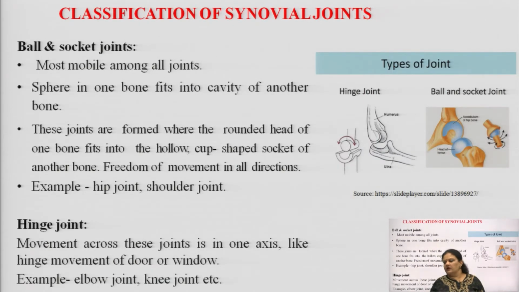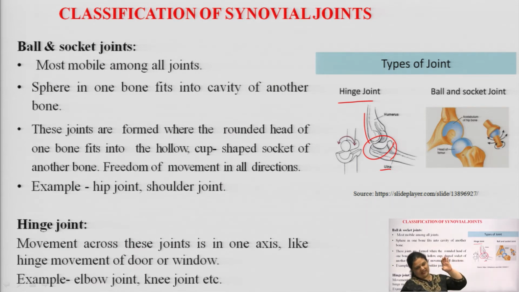Now, coming to the classification of synovial joints. We have basically two good examples. One is the ball and socket joint, and the second is the hinge joint. You will see this is the hinge joint in the hand that I just explained. We have the humerus and this is the ulna. The joint in the elbow area is an example of a hinge joint, and in the leg area or the pectoral girdle we have the ball and socket joint.